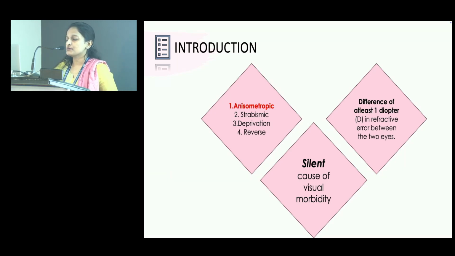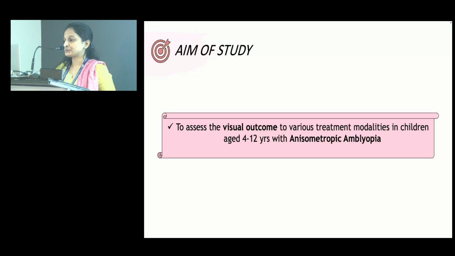Among them, most common is the anisometropic amblyopia, and is defined as the difference of at least one diopter in refractive error between the two eyes. So, diagnosing amblyopia is very important because it is a silent cause of visual morbidity in children. The aim of our study was to assess the visual outcome to various treatment modalities in children aged 4 to 12 years with anisometropic amblyopia.